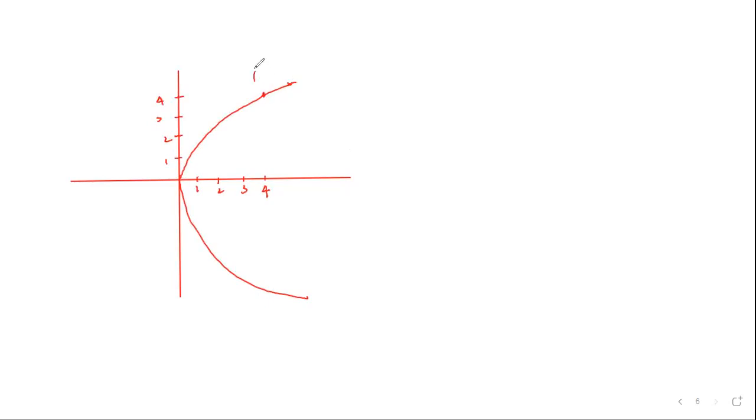If you take 4, 4, this point is 0, 0. This point will be 4, minus 4. If you take points on this, you will notice that square of the y is 4 times x.